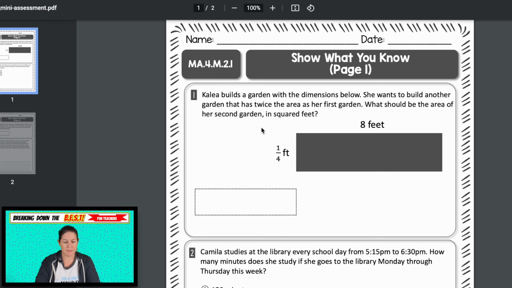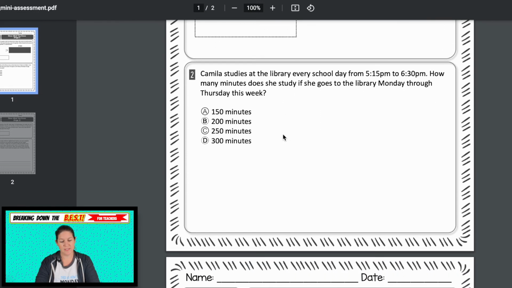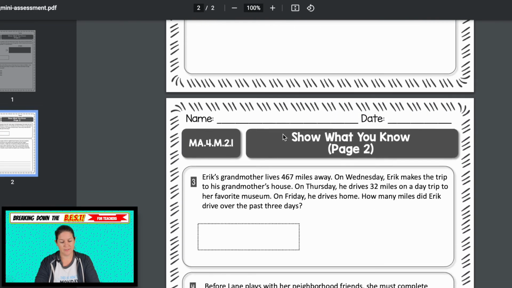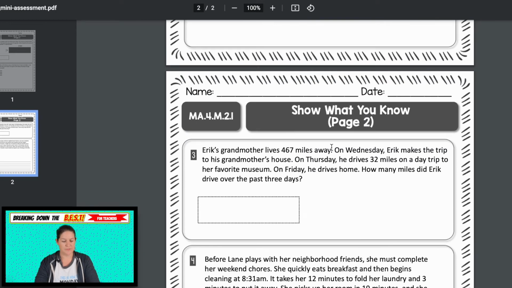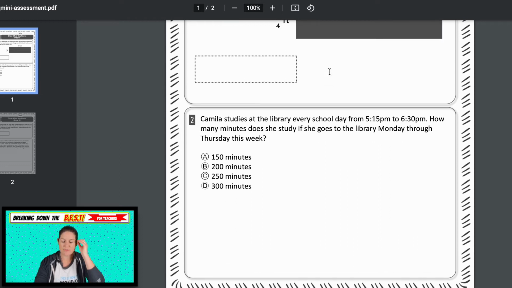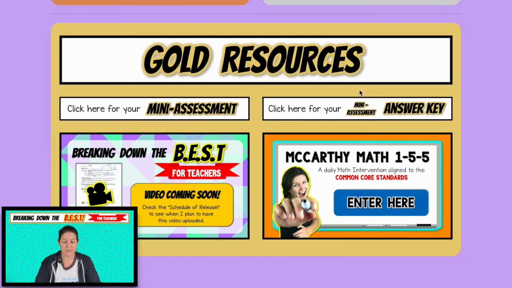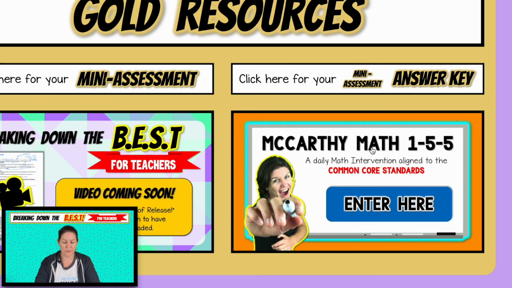You also have access to a mini assessment that you can use as a mini assessment or just as extra practice. Here are some questions that you can see. Take a look at them. See the real world problems. We see minutes and time and miles and all the kinds of stuff. So students are really having to think, and that's the big thing here, is that students are having to think and understand what's actually happening in the problem. That's your answer key.